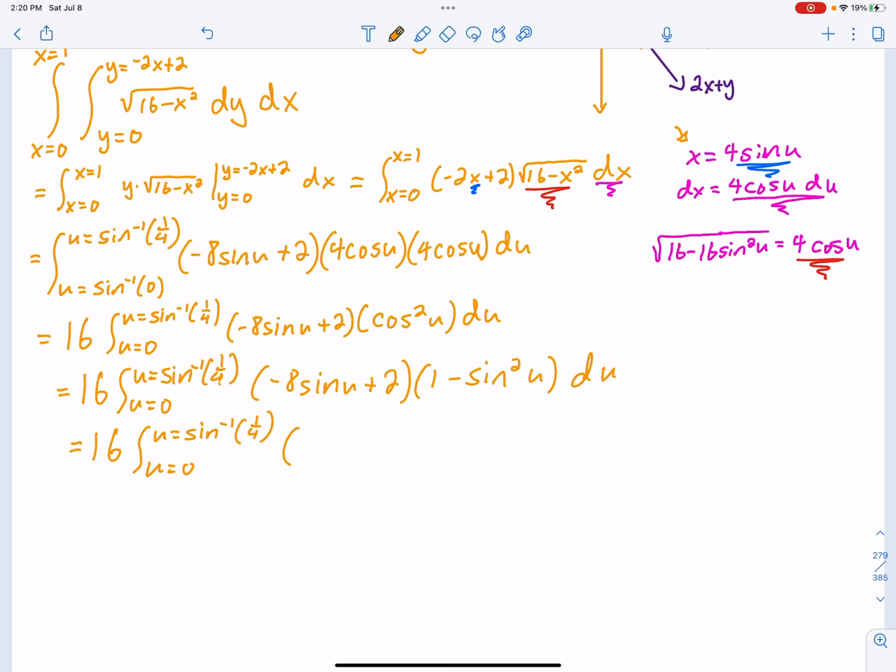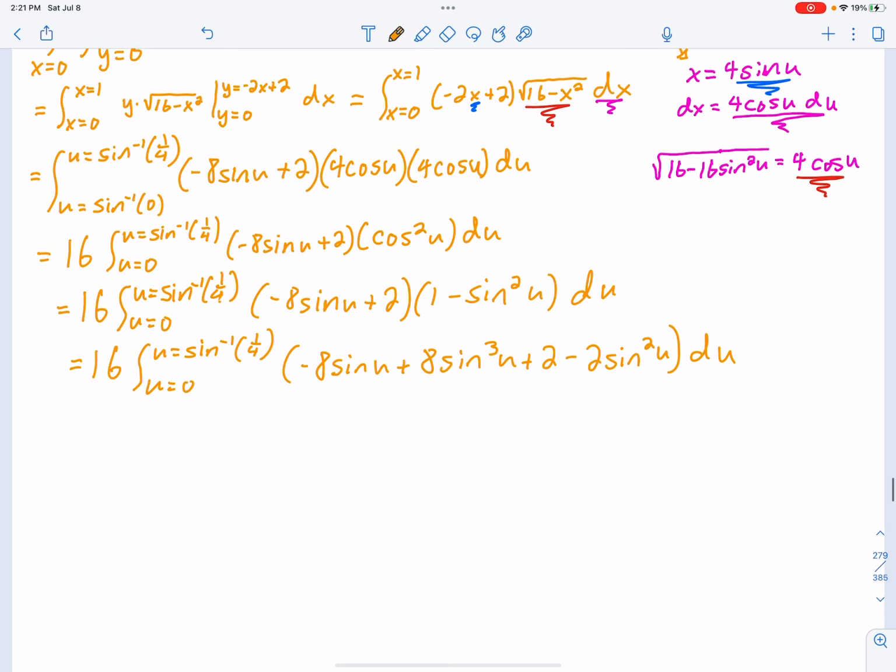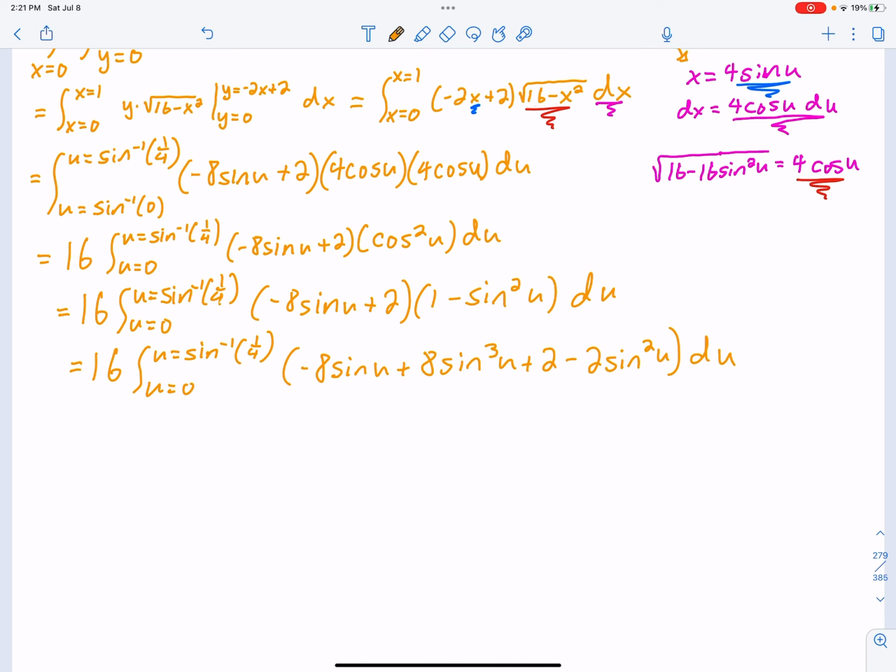Then I'm going to multiply everything out here. Okay, I got negative 8 sine u. And then I got positive 8 sine cubed u. That's multiplying the first term. The second term, I'm going to get a plus 2. And then a minus 2 sine squared u du. Notice now, I could use the reduction formula for everything. I'm just going to break each one down to help me see it.